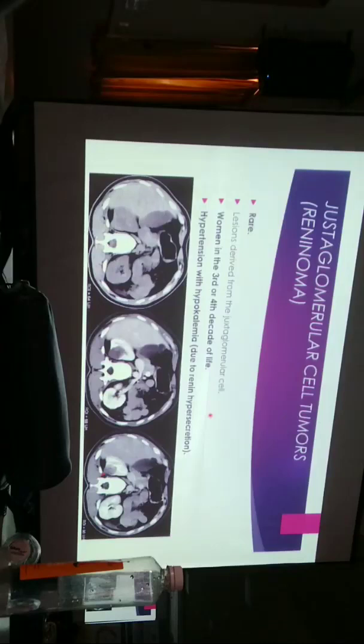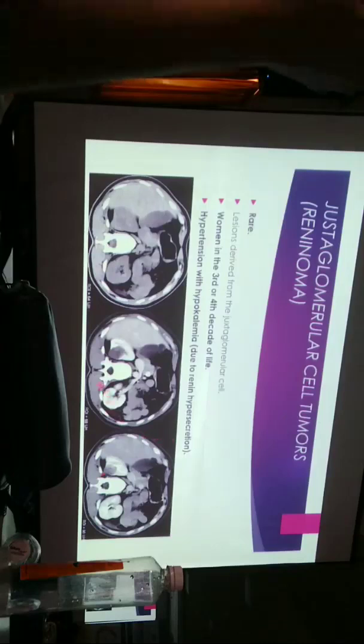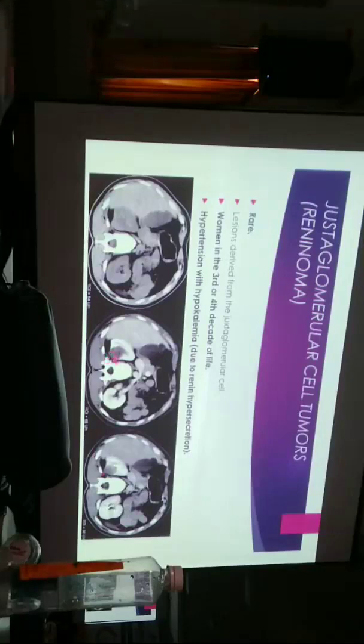So a reninoma is a rare tumor, and the clue to suspect a reninoma may be a hypertense lesion, a lesion which is seen in women who present with hypertension or hypokalemia. Then we have to suspect a reninoma.